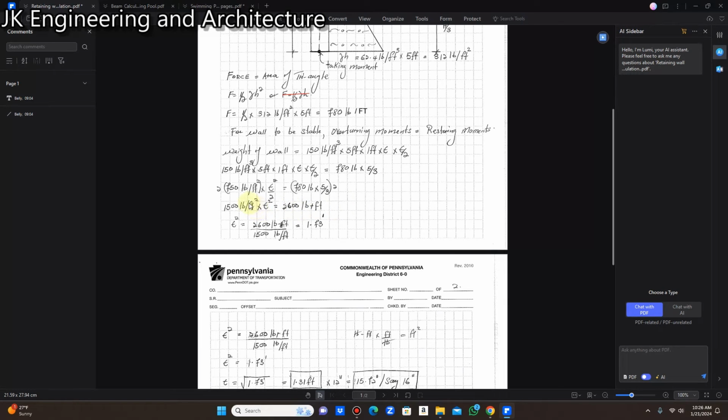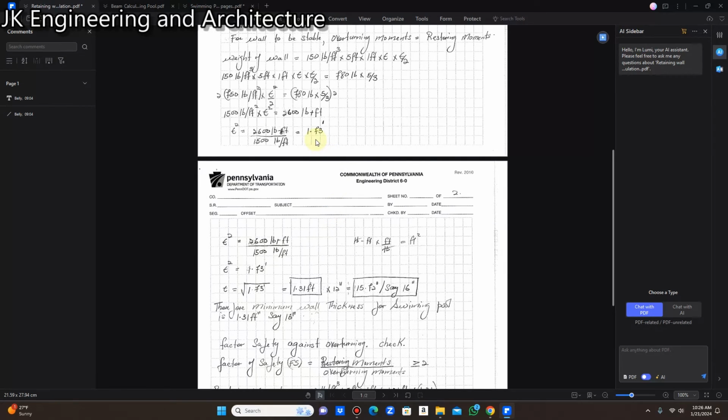2,600. And on this side here, we have 1,500 pounds per foot times t squared. So we want to find t squared. So it's going to be 2,600 divided by 1,500, which is 1.73. And since we want to find t squared, we have to find the root of 1.73 feet, which gives us a thickness of 1.31. So we want to convert this 1.31 feet, and we times that by 12 inches, so we're getting 15.72 inches, and we round that up to 16 inches.